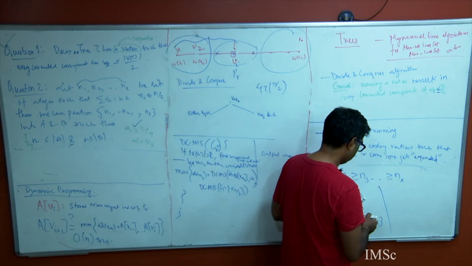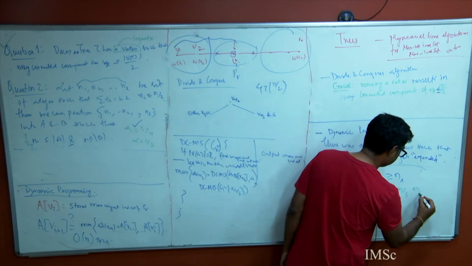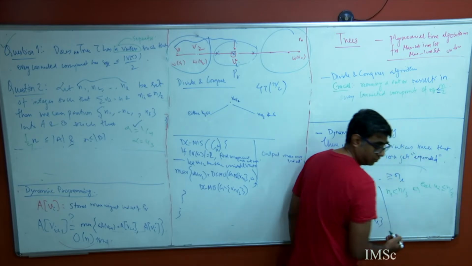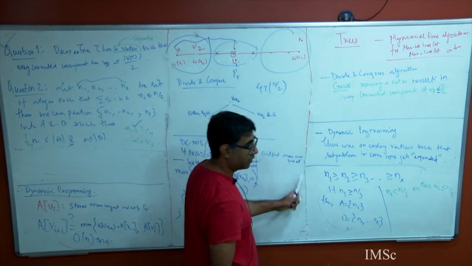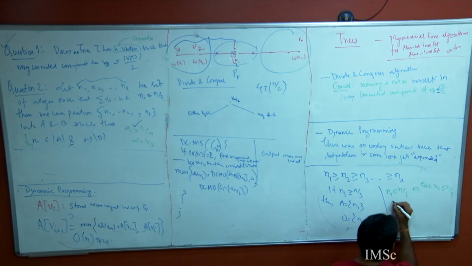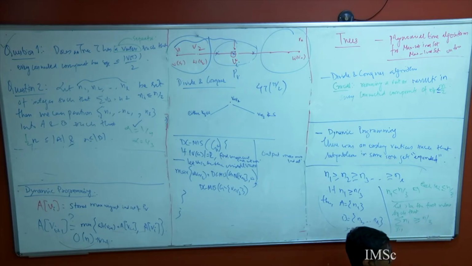N1 is less than n by 3. What does it imply? Each ni is at most n over 3 because this was the largest. Now I apply the previous argument. Look at the first time. Let I be the first index such that the summation of ni, for j equal to 1 to I, is greater than or equal to n by 3.